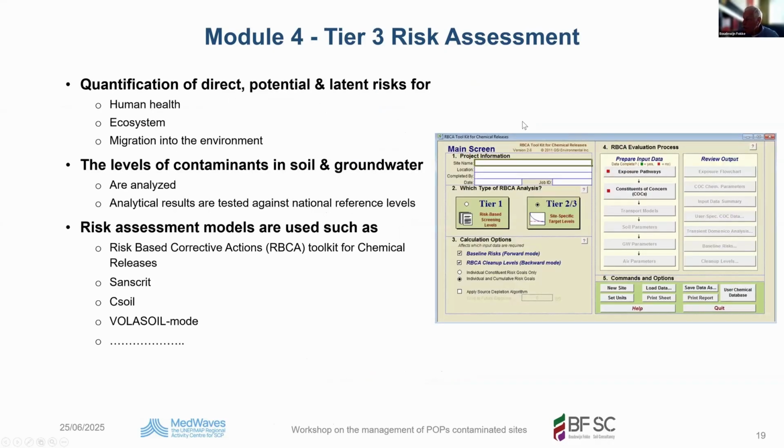Now, this is a screenshot of a model. Quantification of direct, potential and latent risk for human health, ecological risk and migration risk can be done. The levels of contaminated soil and groundwater are analyzed and tested against the national framework, and then risk assessment models are used, such as RBCA, SanScrit, CSoil, and the Vlier-Humus model. These are all presented in this module with links, but this is really a specialized exercise, and you need to have trained risk assessment people to do this.